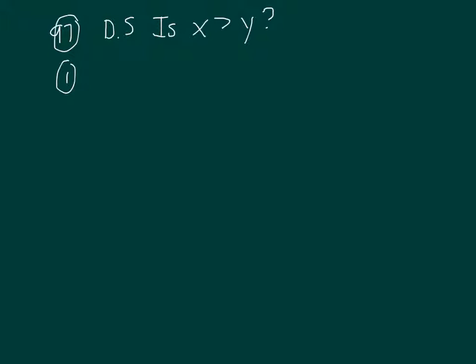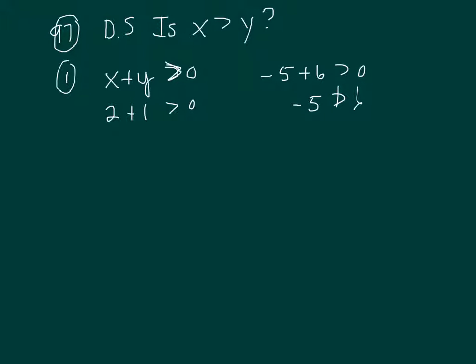Clue 1 says x plus y is greater than 0. That's not going to work. Because if you do 2 plus 1, 2 plus 1 is greater than 0, right? It's 3. And here x is greater than y. 2 is greater than 1. But what if I did negative 5 plus 6? That's greater than 0 because that's 1. But here, negative 5 is not greater than 6. So it's a contradiction. All right, so 1 doesn't work.